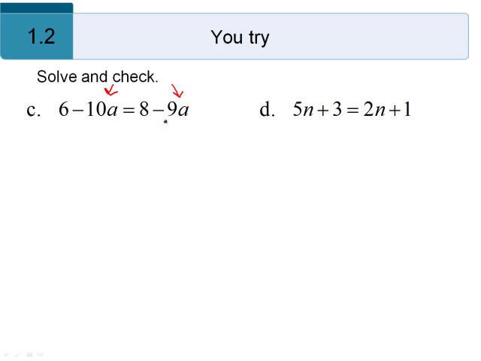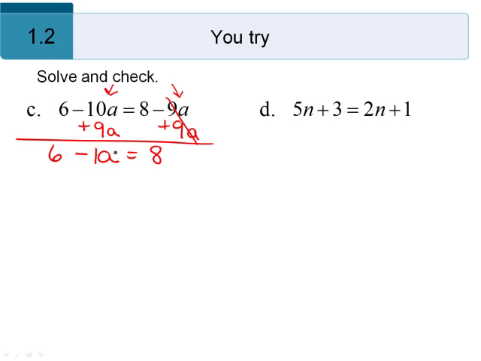So I'm going to add 9a to both sides because I want to cancel out that negative 9a. I want those to be gone. And so on the left I have 6, and then negative 10 plus 9 would be negative a, or negative 1a. That might be easier to write that 1 there right now. Equals 8. So now you're back to what we just did.